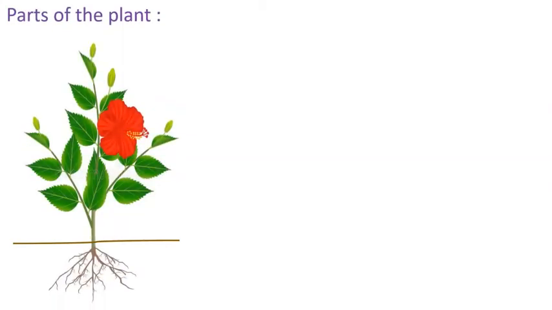Next, parts of the plant. Children, which part grows under the ground? Yes, it is roots. Roots are the important and underground part of a plant which holds the plant very tightly in the soil, and they take water and all the good things from the soil.